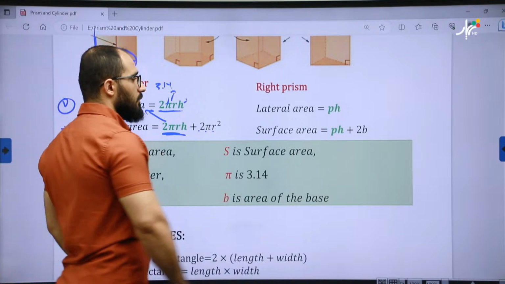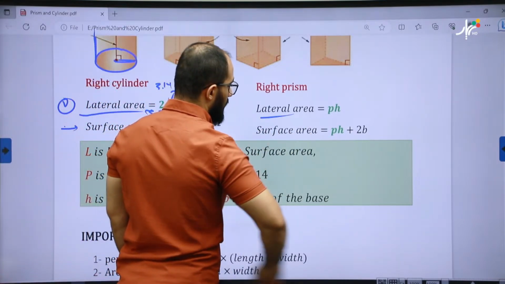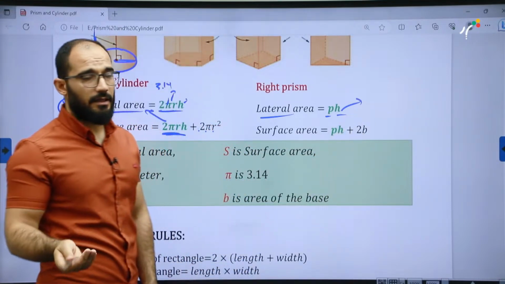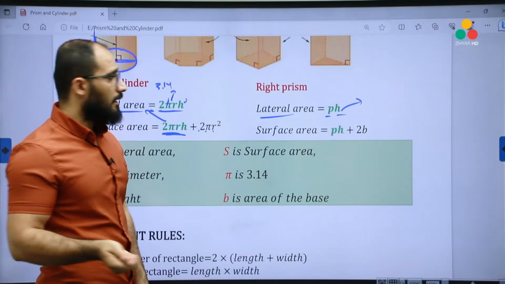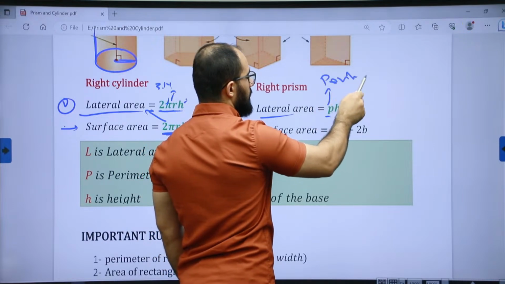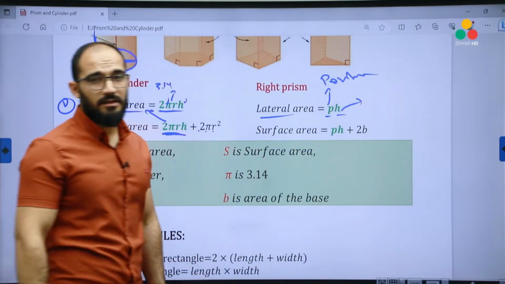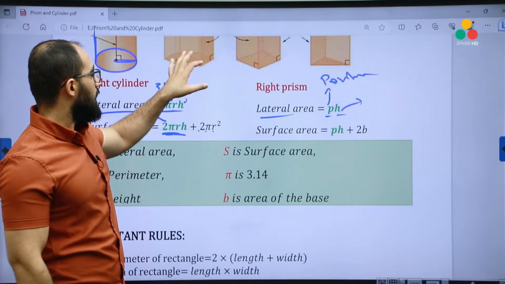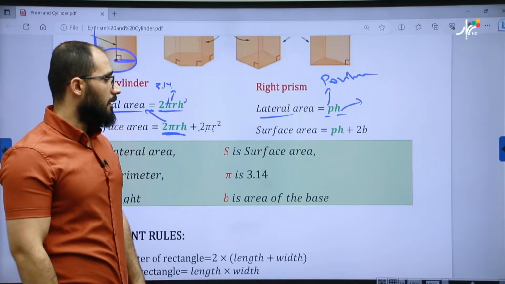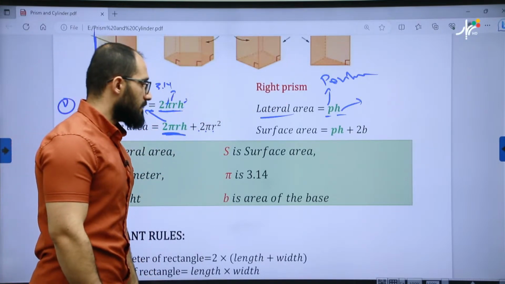Then for the right prism, we have lateral area again. It says ph. H is clear, it is its height. But p is perimeter. Okay, perimeter of what? Of the base. For example, the hexagon, or let's say square, rectangle, or triangle, any of them. It depends on the base.